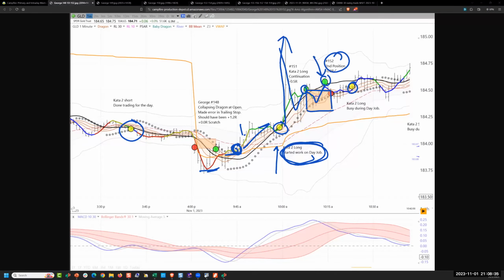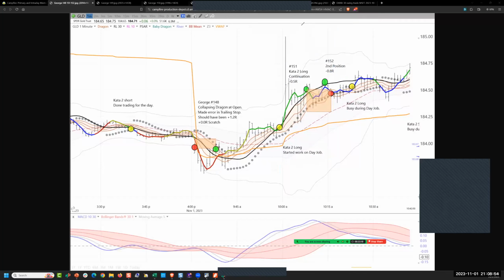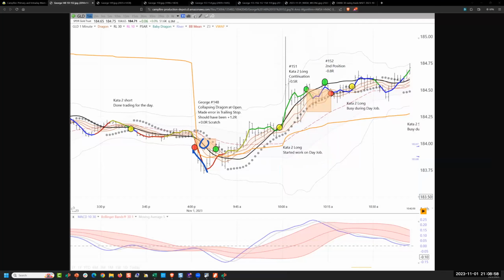There's no way that's justified. I want you to have 2R in hand before you start putting second positions on, because now you lost 0.5 and 0.8 on something that the maximum favorable excursion was about 0.3. So that's gambling. That's trading with your feelings. And then on this one, when we are more than 2R in hand, we can't let that scratch.